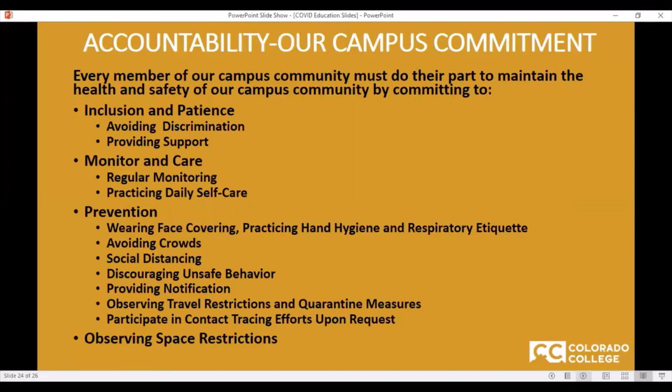providing notification to the college of things like positive test results of COVID and exposure, observing travel restrictions and quarantine measures, and observing the space restrictions that have been put into place. It's also very important that people participate in contact tracing efforts when requested to do so.